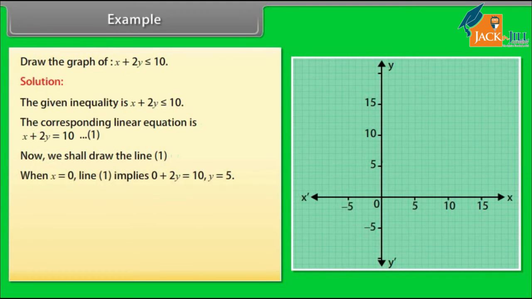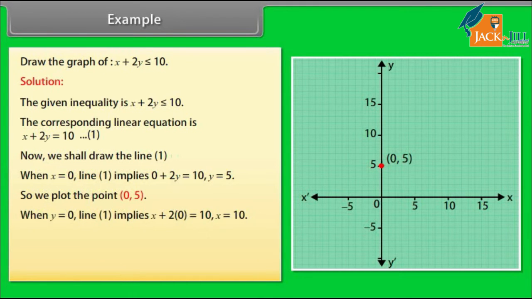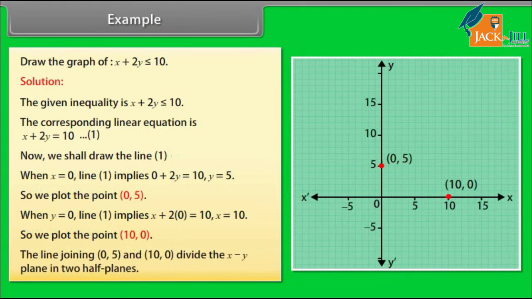When x is equal to 0, line 1 implies 0 plus 2y is equal to 10. Y is equal to 5. So we plot the point 0, 5. When y is equal to 0, line 1 implies x plus 2 into 0 is equal to 10. X is equal to 10. So we plot the point 10, 0. The line joining 0, 5 and 10, 0 divides the xy plane in 2 half planes.